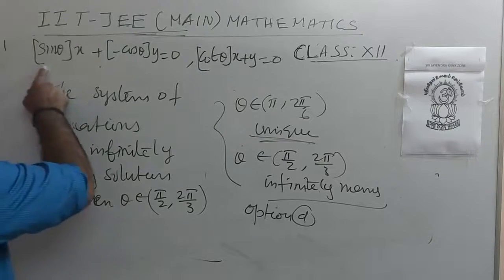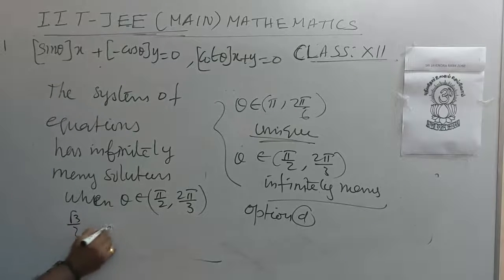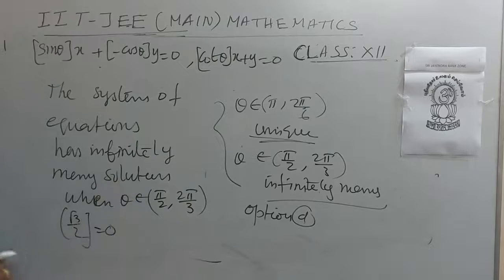So the greatest integer function notation means you have to apply the greatest integer value. Root 3 by 2 means the greatest integer is 0.